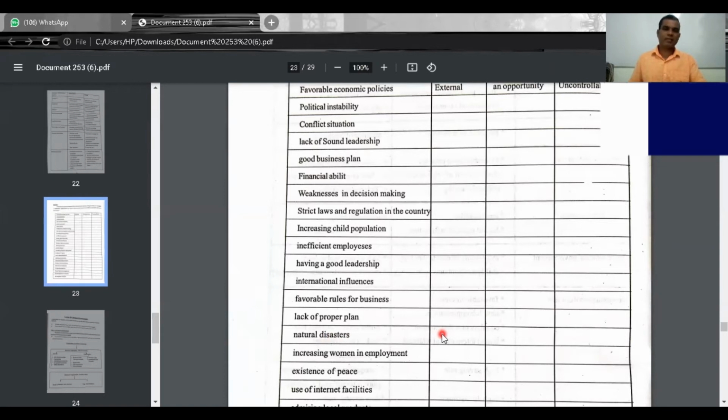Threat. Uncontrollable. Increasing women in employment cannot be controlled, so that is external.